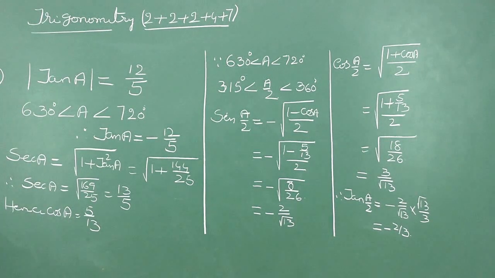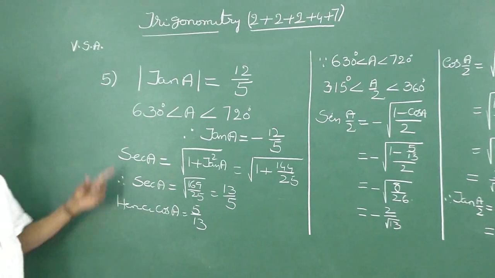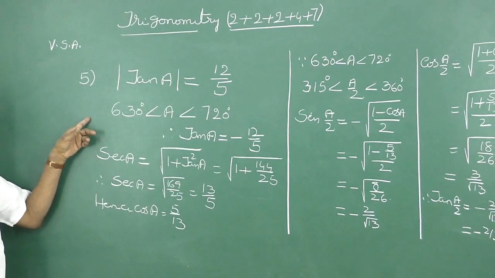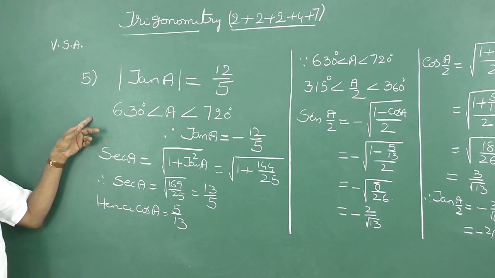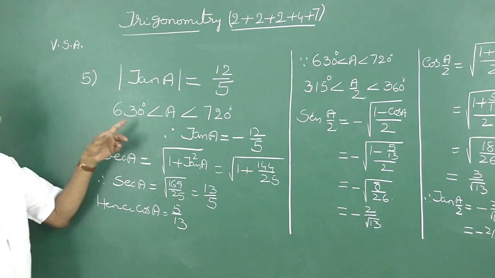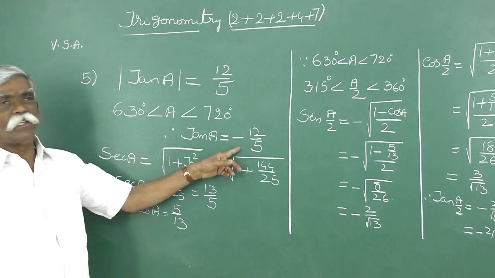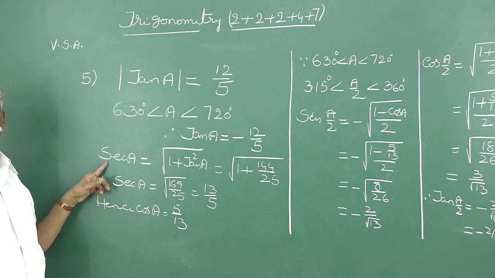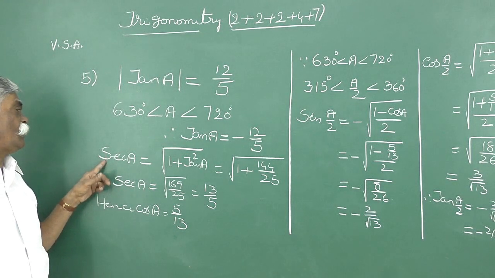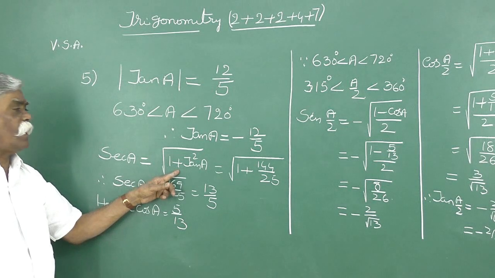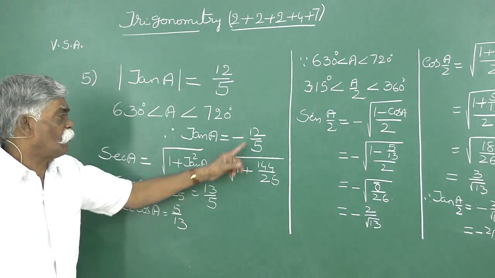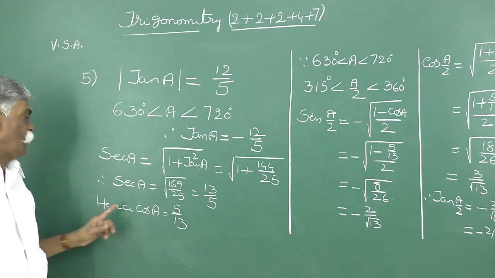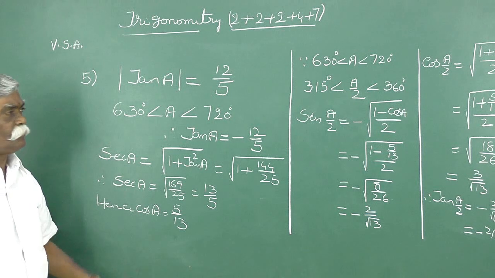So modulus of tan a is equal to 12 by 5. And it is given that 630 is less than a is less than 720, which means a is in the fourth quadrant. Therefore tan a is equal to minus 12 by 5. Secant a is positive in the fourth quadrant. Therefore secant a equals positive value of root of 1 plus tan square a, equal to root of 1 plus 144 by 25, which is equal to 13 by 5. Therefore cos a is equal to 5 by 13.